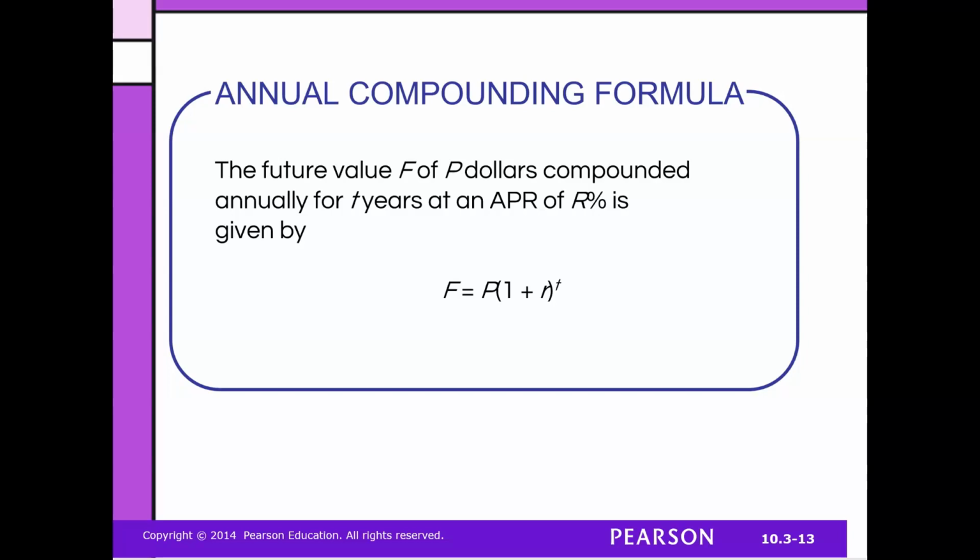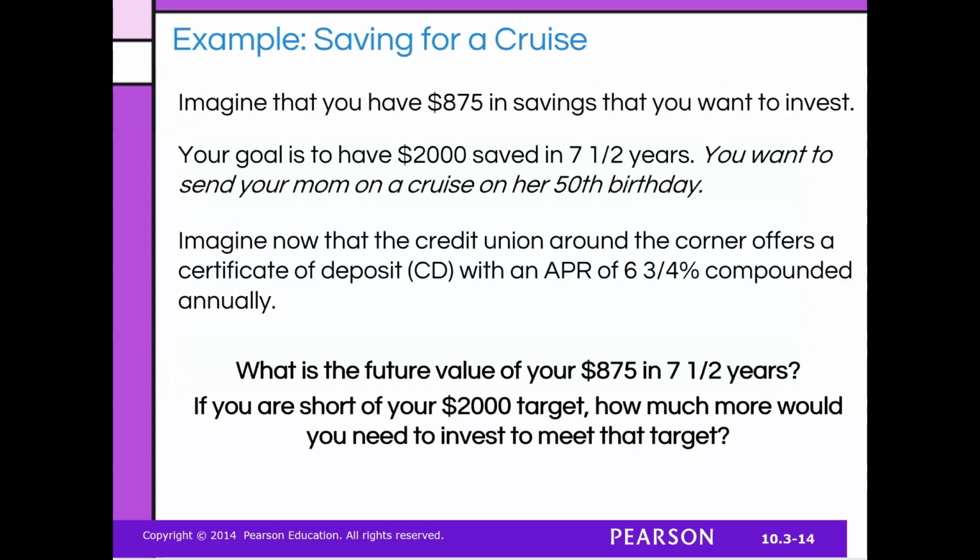So this is the annual compounding formula. Let's take a peek at it. Let's say you have $875 in savings and you want to invest it. Your goal is to have $2,000 saved in 7.5 years because you want to send your mom on a cruise for her 50th birthday. Now imagine that you're in a credit union around the corner and it offers a CD with an APR of 6.75% compounded annually. What is the future value of your $875 in 7.5 years?